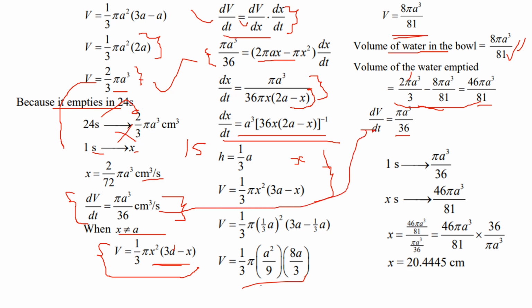But this dV/dt was present in 1 second, but we don't know the time required to empty this volume that we have got. So we are going to say that x seconds can empty this volume. And then cross multiplying and then dividing, you're going to end up with your value of x to be 20.4445 centimeters as required in the question.